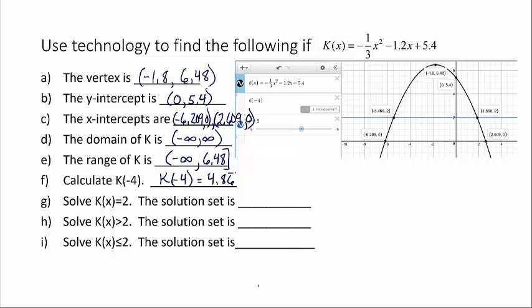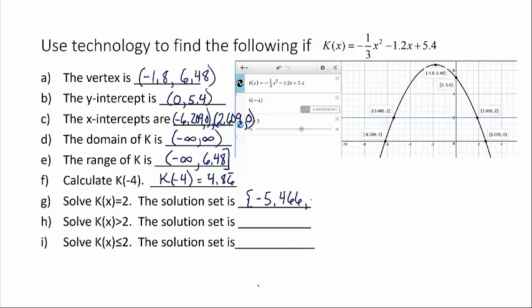Okay, then it says solve k of x equal to 2. Remember that when k of x is equal to 2, we're saying that the output is 2, right? So that's why I put a line in there at y equal to 2. At the intersection points, notice that the y value of the function is 2, right? We want to know the x values that make that statement true. So what are the x values there? I'm just going to state them in a solution set here.